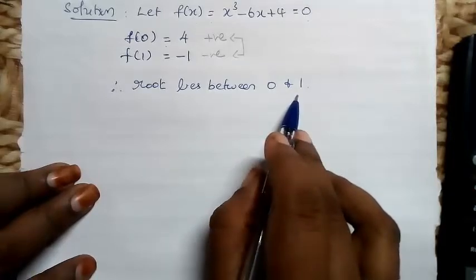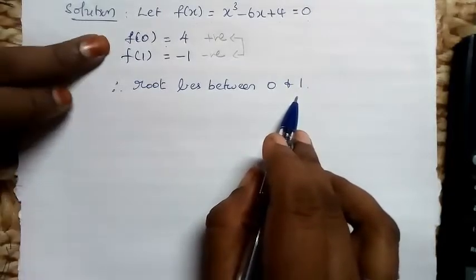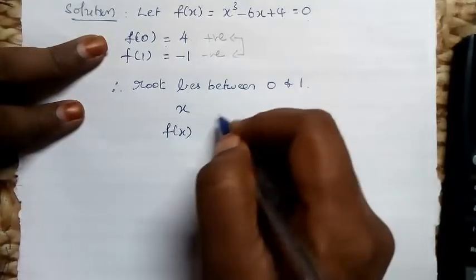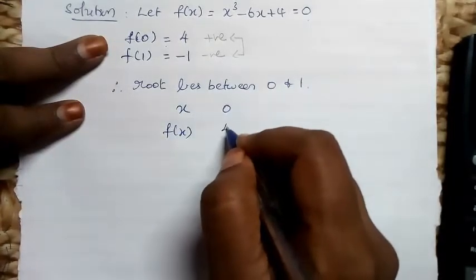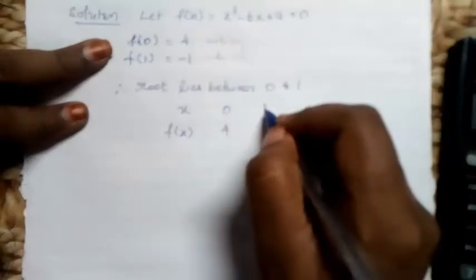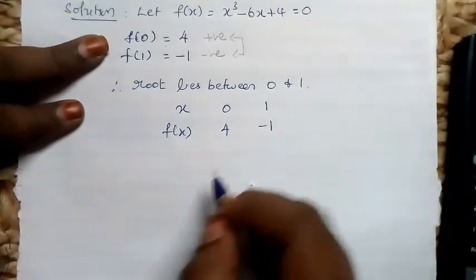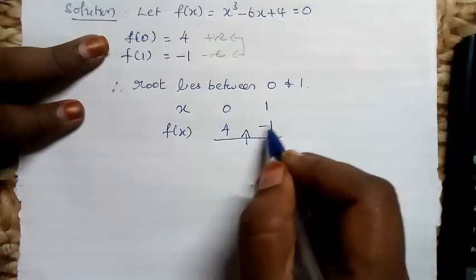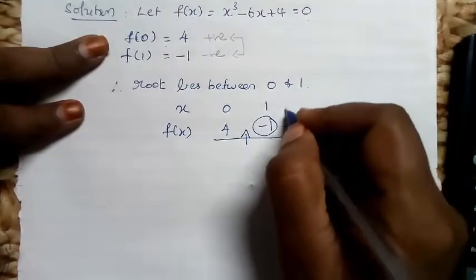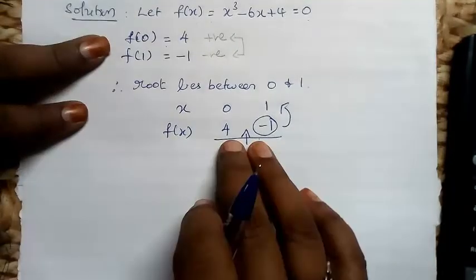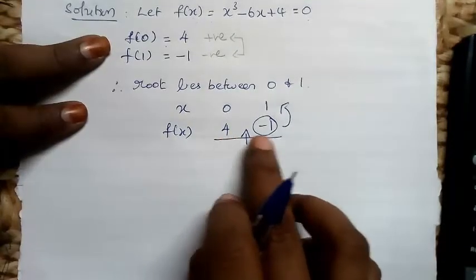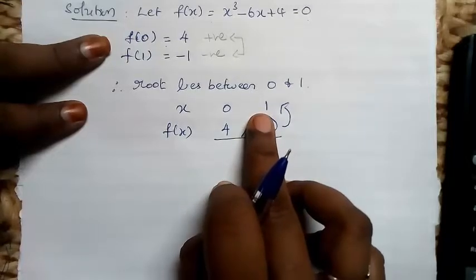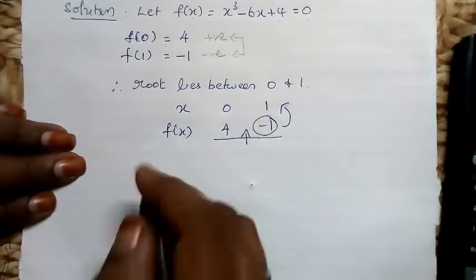Which one to take as the initial value? You consider the f(x) value. Here are the x value and f(x). When the x value is 0, we got the answer as 4, and when the x value is 1, the function's value is minus 1. When you see these two values, the value which is nearer to 0 is minus 1 only. So let us take 1 as the initial value. Consider the function's value: whichever is closer to 0, the respective x value will be taken as the initial value. Here we are taking this as x naught.